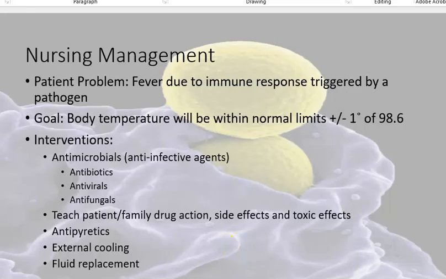Nursing management, patient problem, just an example: fever due to immune response triggered by a pathogen. Your goal: body temperature will be within normal limits. Intervention would be antibiotics, antivirals, or antifungals. You're going to do good patient education. You may have to give an antipyretic if they're having fevers, or fluid replacement.